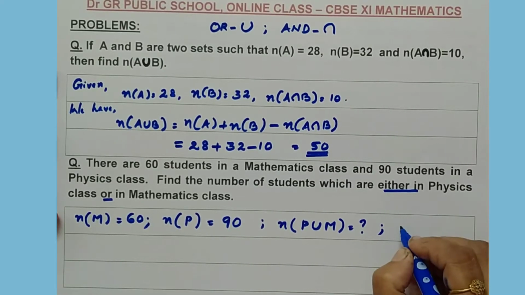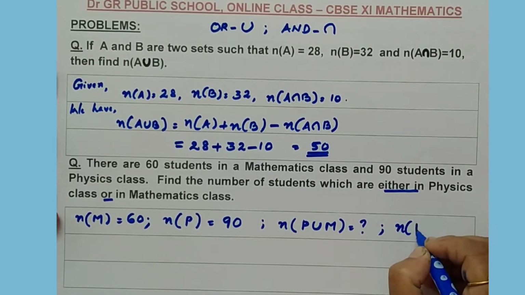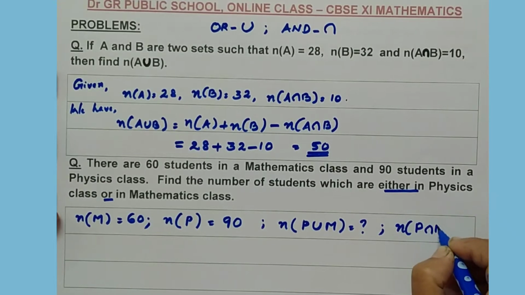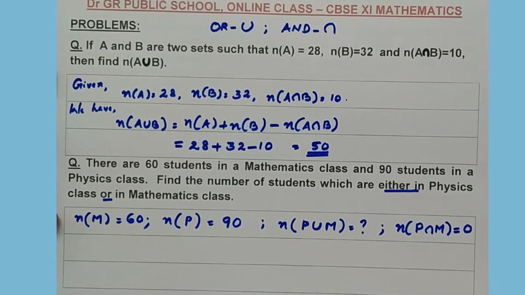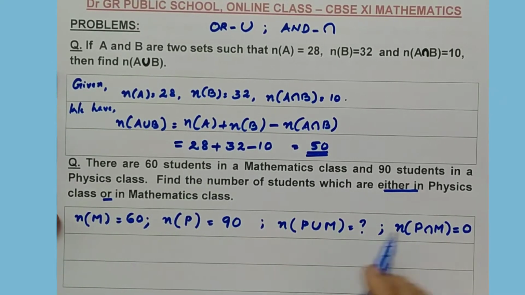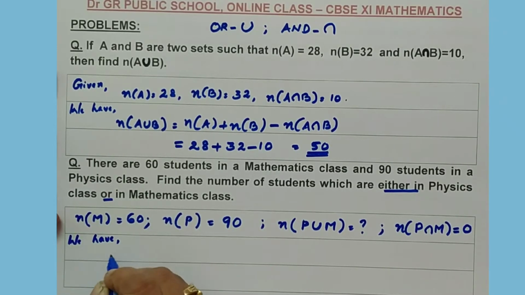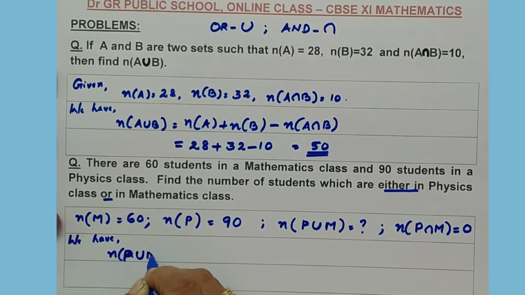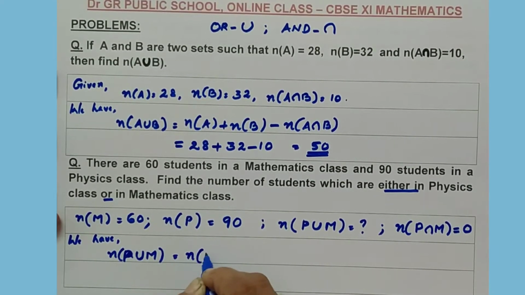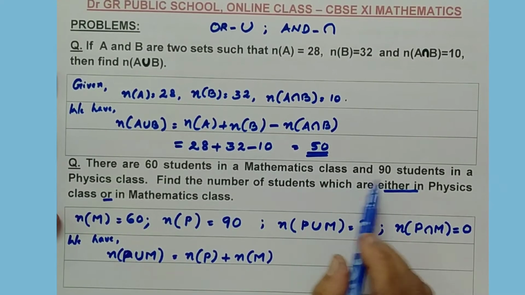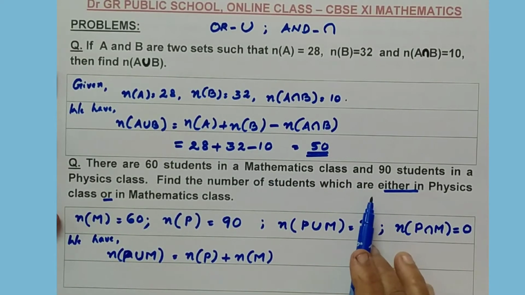Also, remember, in this question nothing is mentioned about the number of students who are taking both physics and mathematics, so you can take it as 0, or we can think of them as disjoint sets. When two sets are disjoint, which formula can we use? We have N of P union M equals N of P plus N of M only. Why? Because the given sets are disjoint.